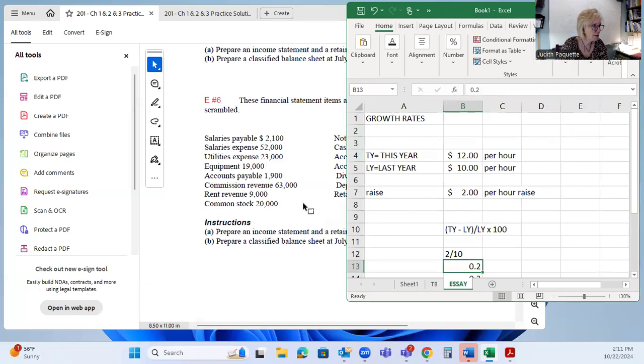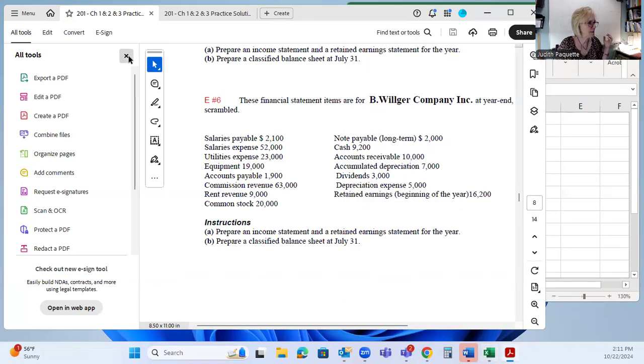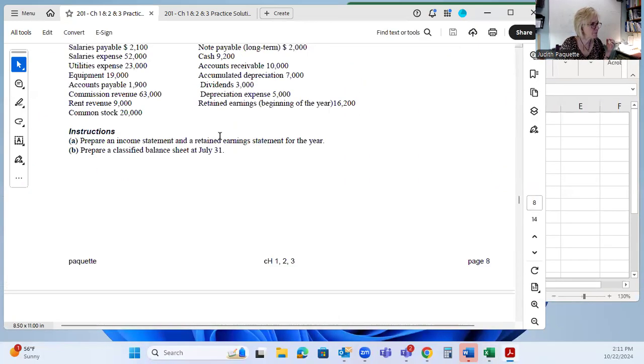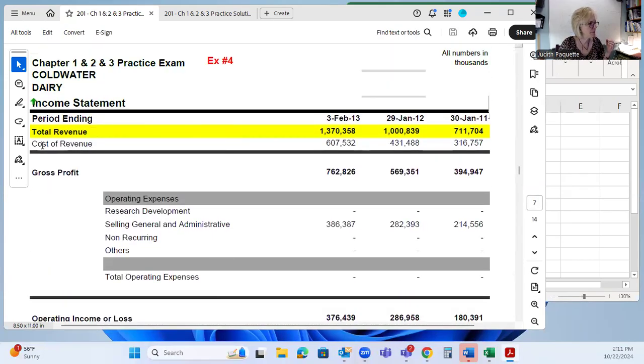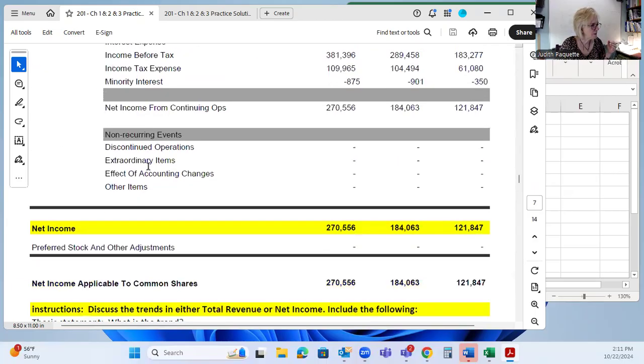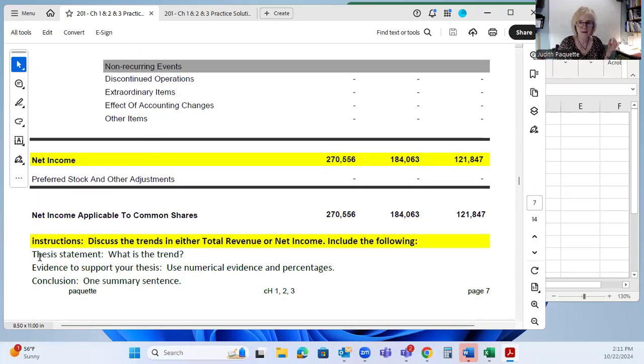So we are looking at companies' data. So let's go to the problem. We're looking at a company's data, and I'm saying, write me an essay. Give me a thesis statement. What is the trend? Give me evidence to support your thesis. Use numerical evidence and percent growth rate. And that's just a one-sentence summary.